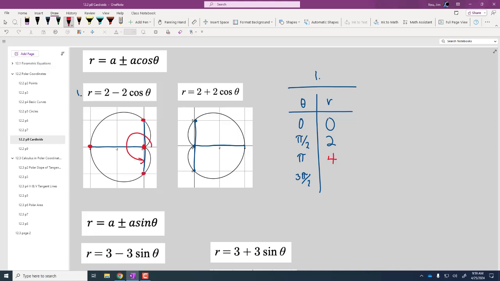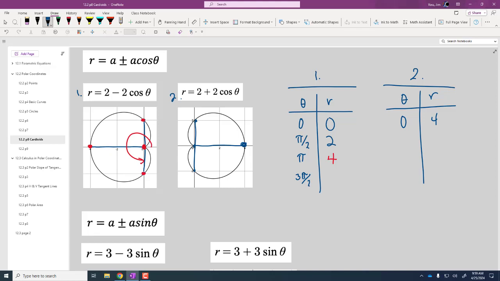And the dimple is always going to be at that middle point where you have the 3 on the 1 axis. So for the second one, very similar. Start at 0. Cosine of 0 is 1. 2 plus 2 is 4. So when your angle is 0, you're 4 units away from the origin.